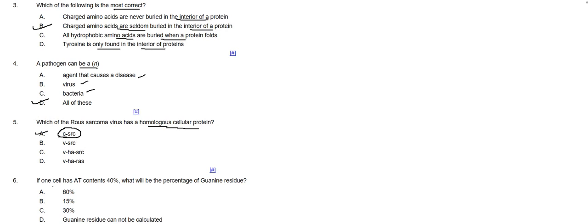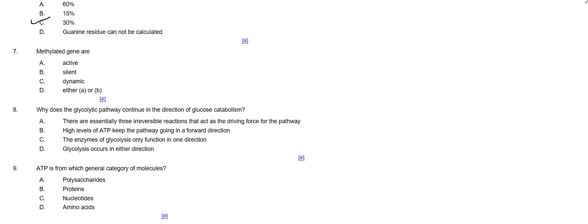If one cell has A content 40%, what will be the percentage of guanine residue? Now, this question is also repeated. The answer will be number C, which is 30%. I have already explained this in a previous video. Next, number 7 is methylated genes are. So methylated genes are. So friends, this you have studied a lot of time. Just guess the answer, then I will tell you. So these methylated genes are silent genes. Okay, when they are methylated, they become silent.